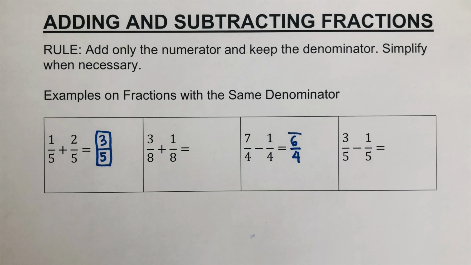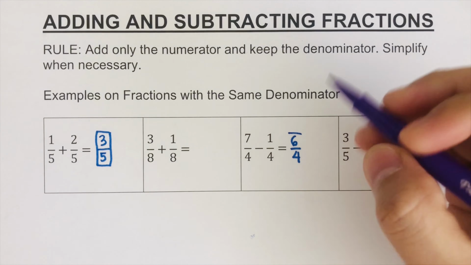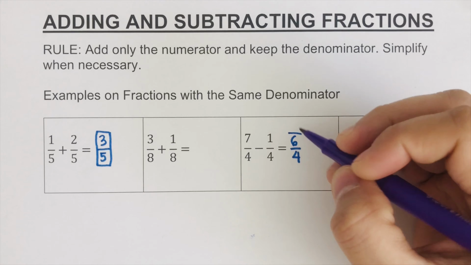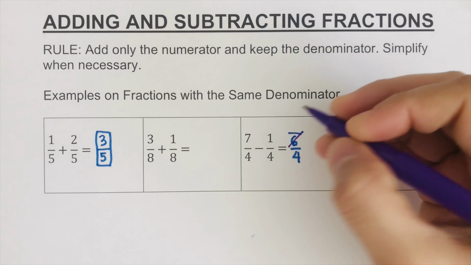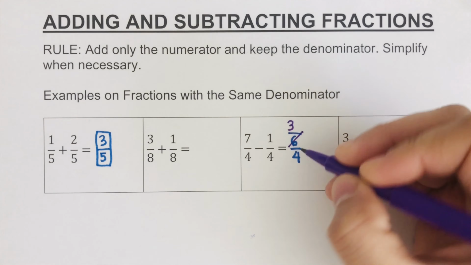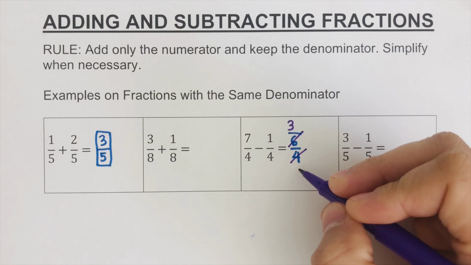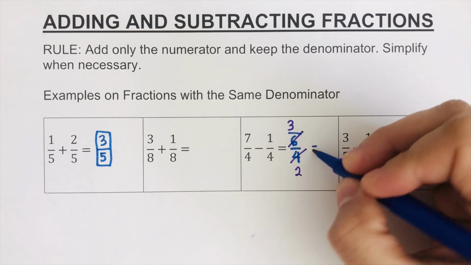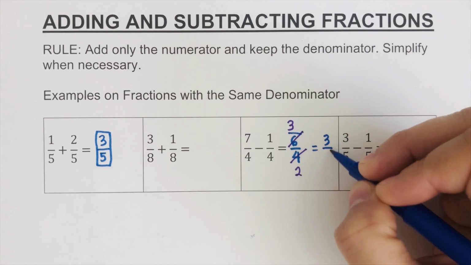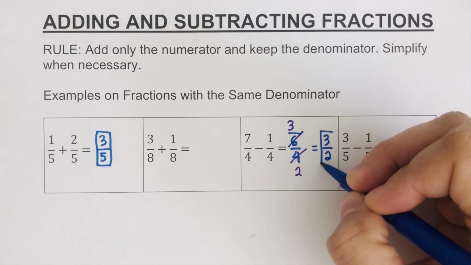However, we can actually reduce this to the lowest term. 2 is the common factor for both 6 and 4. So 2 goes 3 times into 6, and 2 goes 2 times into 4. And so the final answer for this, when we reduce it, is 3/2.